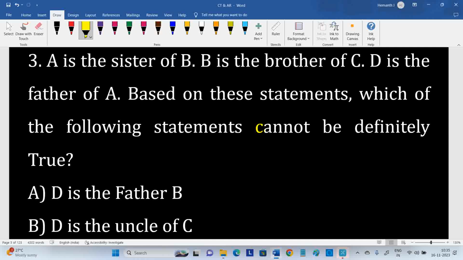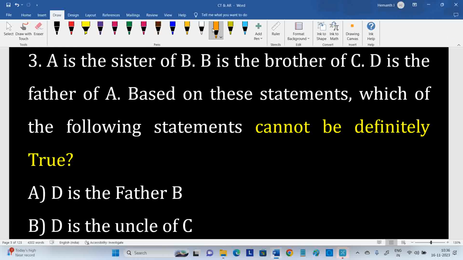Here they are asking "cannot be definitely true." Which of the following cannot be true? I'll display the full options later. First try to work on this question. A is the sister of B, B is the brother of C, D is the father of A. Related to that, you draw the diagram, then they are asking which of the following cannot be true.